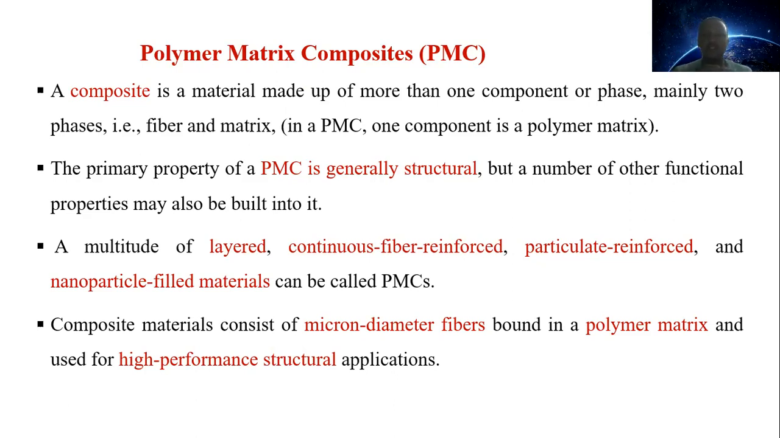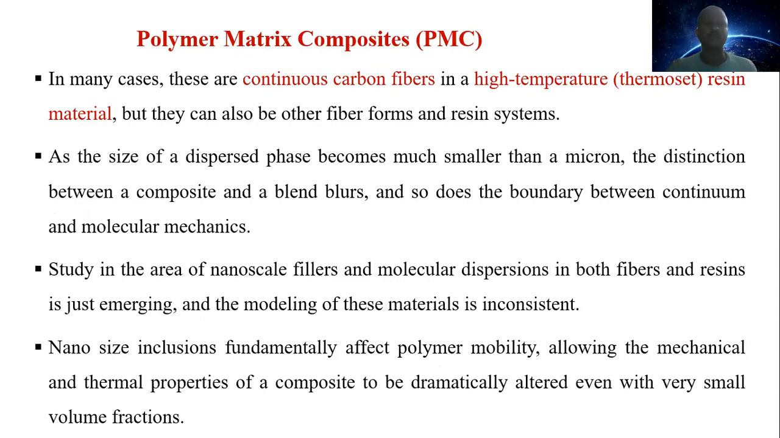Such fibers are bound in a polymer matrix, which is particularly a thermoset polymer matrix. Not the thermoplastic polymer, but thermoset polymers, which are resins, are used here, combined together to get a high performance structural material or application. So in polymer matrix composites, in many cases, these are continuous carbon fiber.